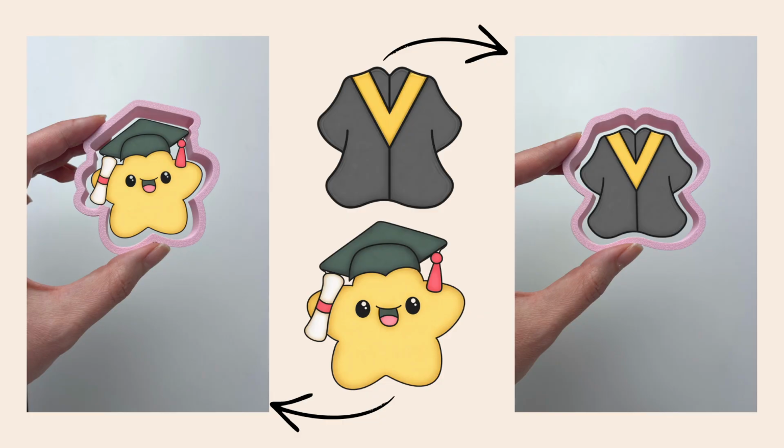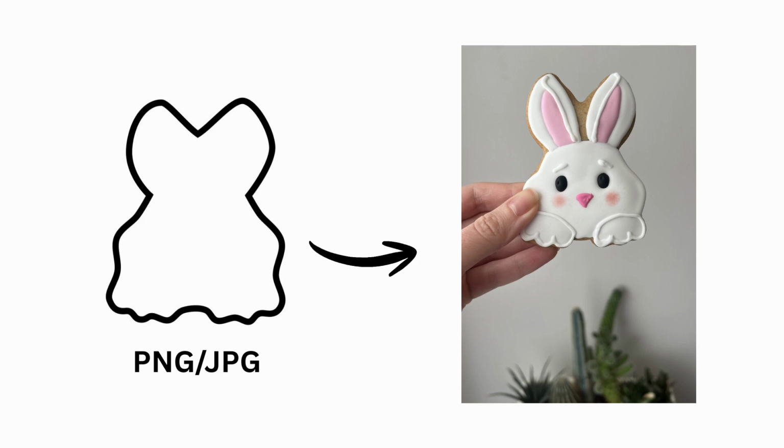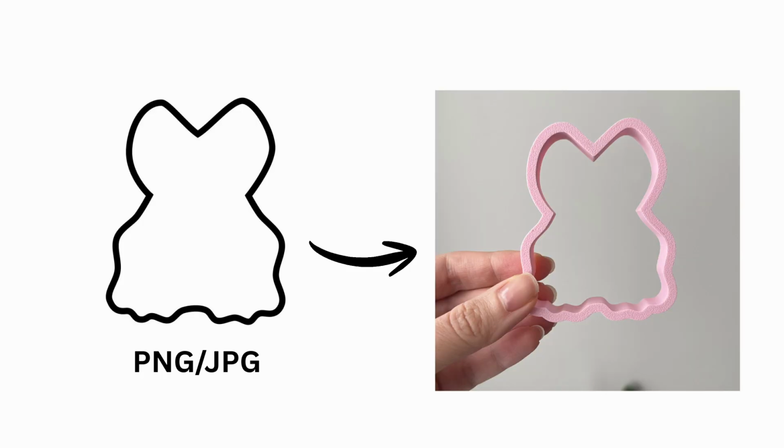First step, choosing the design. If you have a 3D printer, the best part is that you can create a cookie cutter in absolutely any shape you want. For this, you will need an image with a white background and a clear black outline. That outline is very important because it will define the shape of your cutter.